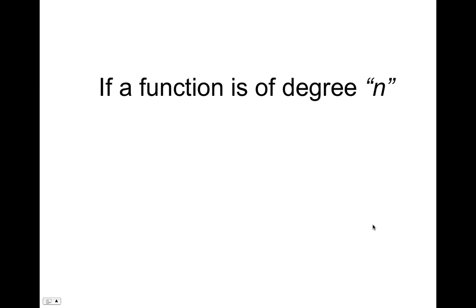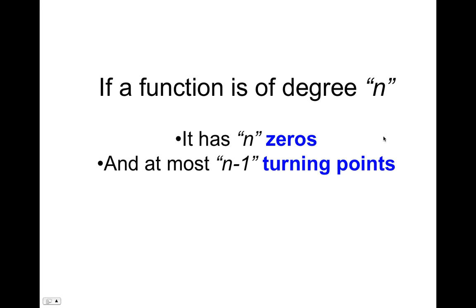Now, the cool thing about it is once you know the degree of your function, you can make a prediction about these two things. It will have the same number of zeros, but keep in mind that some of these may be imaginary. So it can have up to that amount of x-intercepts, but all of them will be zeros. And then at the most, it'll have n minus 1 turning points.